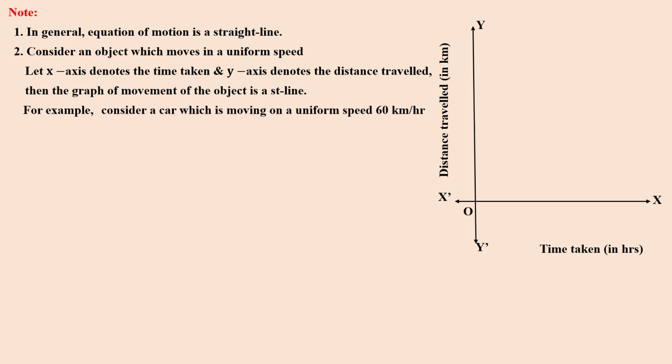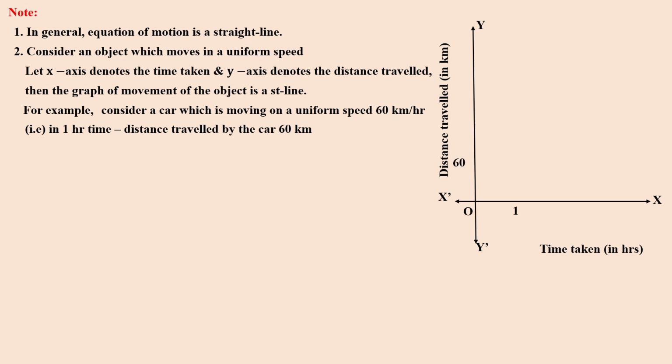So for example, consider a car is moving at a uniform speed of 60 km per hour. The speed is uniform. There is no change in the speed with respect to time, then it is called uniform speed, right? So in 1 hour time, distance traveled by the car is 60 kilometers. 2 hours, 120 kilometers. 3 hours, 180 kilometers. Like that. The speed is uniform with respect to time, right?